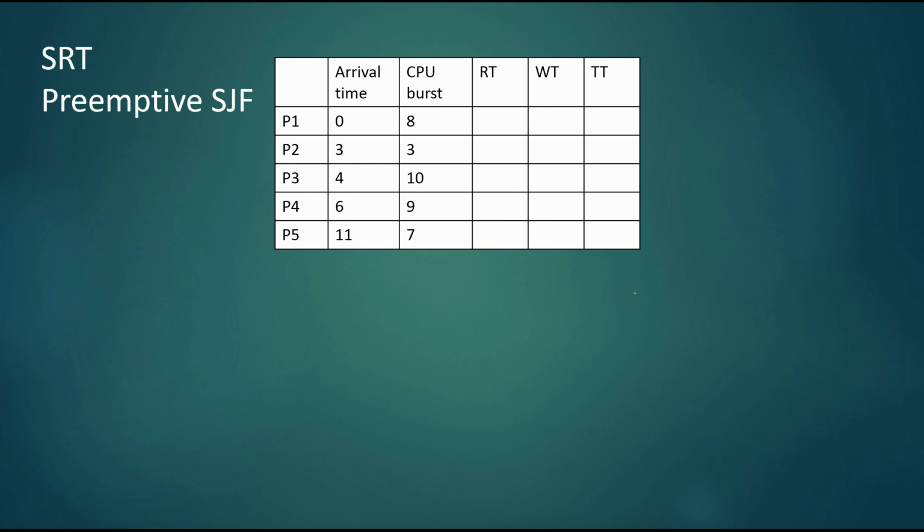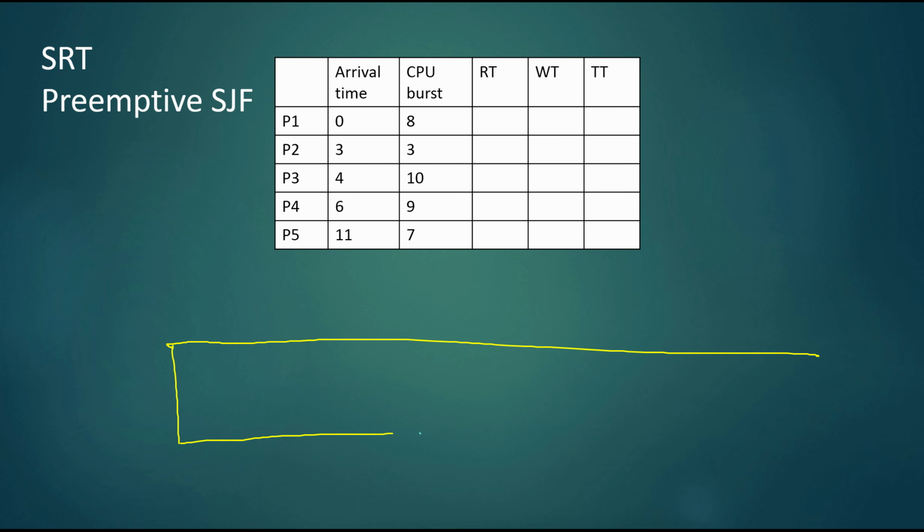So let's move on to the next exercise, which is shortest remaining time, or shortest job first preemptive. In this case, we're going to use 5 processes again, and we'll make our Gantt chart. And this you have to keep track of. If a process is arriving and its CPU burst is shorter than the time that is left on the process that was just executing, then it's going to preempt.